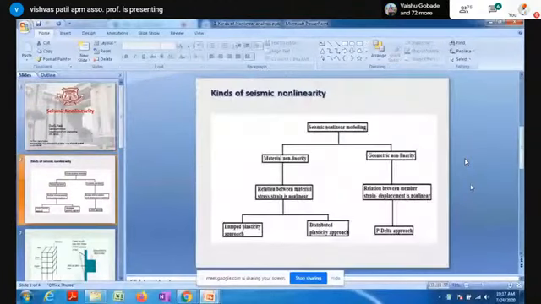So basically, there are two kinds of nonlinearity. The first is called material nonlinearity, and the next is called geometric nonlinearity. Then the question is whether both nonlinearities are required to be defined or assigned, that is, material nonlinearity as well as geometric nonlinearity. The answer is yes, because material nonlinearity is different and geometric nonlinearity is different. So it is required to apply both nonlinearities.